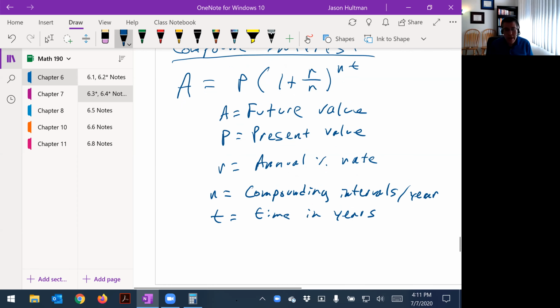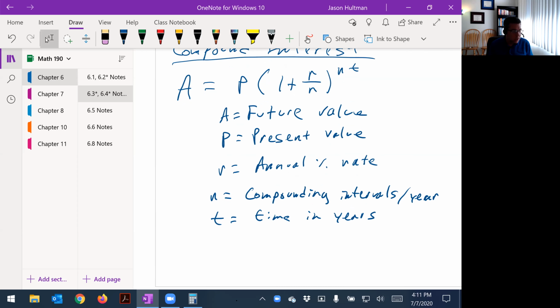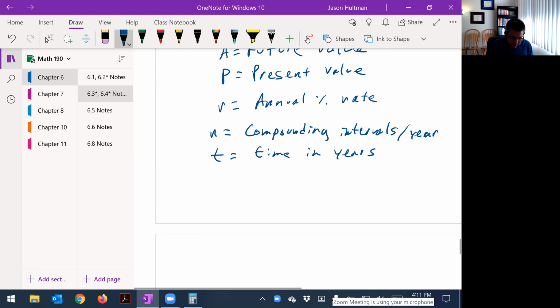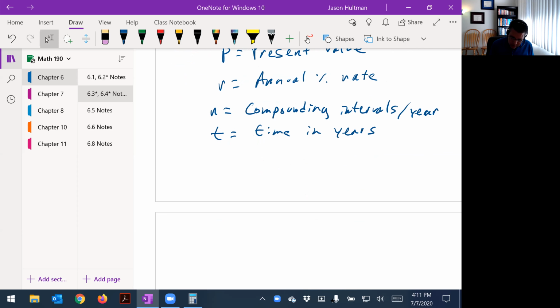So let's do a little math on this bad boy here, and let's see how we can convert this into a PERT account. How do we change this guy into the PERT account? Where does that come from? How does the rt being the exponent come from? Well, let's do a little math. I'm going to take that formula, and I'm going to say P times (1 plus r over n) raised to the nt, right? Wasn't it raised to the nt?